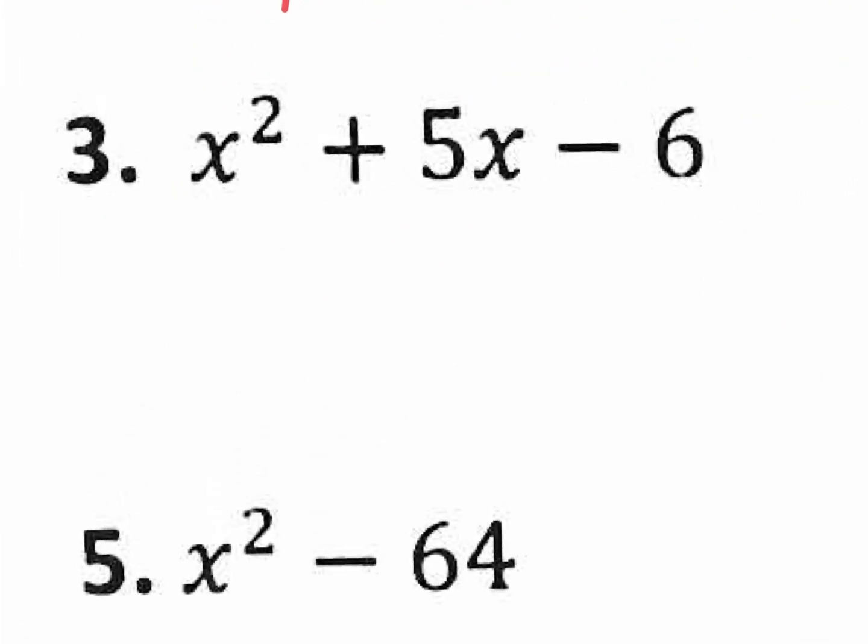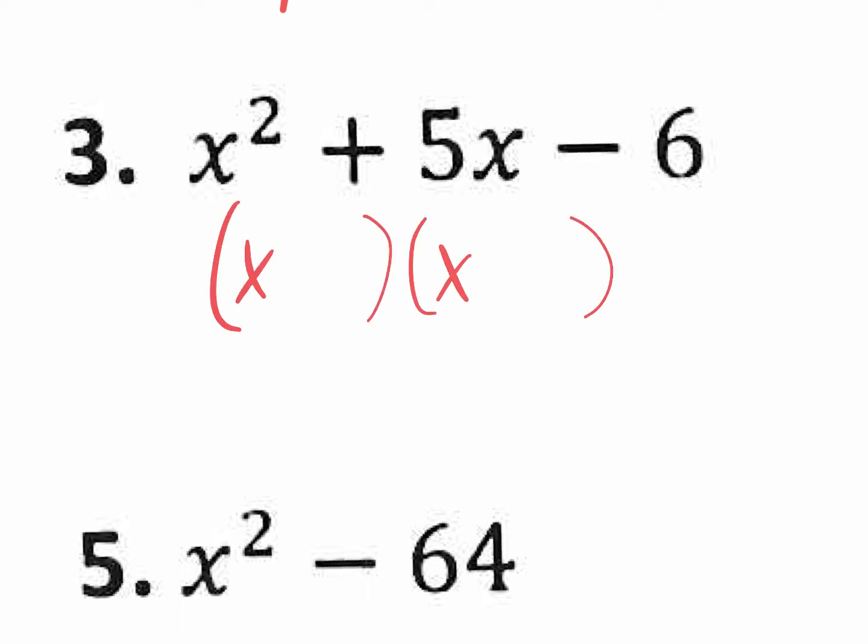Continuing on, number 3. Set it up, parenthesis, parenthesis, parenthesis, parenthesis, x. What times what is the c value negative 6, that if I combine together is a b value 5? Make a list of numbers. What times what is negative 6? Well, negative 1 times 6, negative 2 times 3, and that's it.